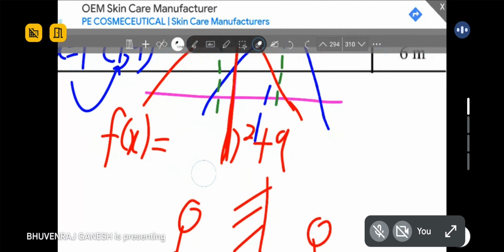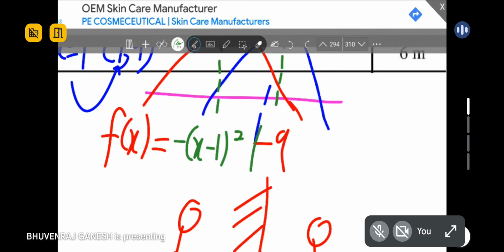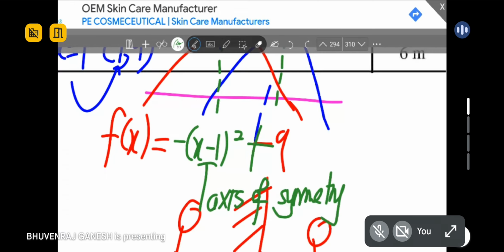Okay, vertex form. Guys, if you still recall your vertex form, this one, guys, over here, this value over here, what does it represent? Yang ni mewakili apa? Axis of symmetry kan dalam kurungan ni. Okay, because you get x equal to 1. That is your axis of symmetry.